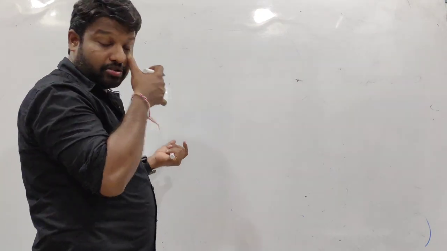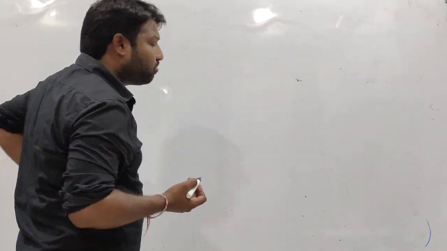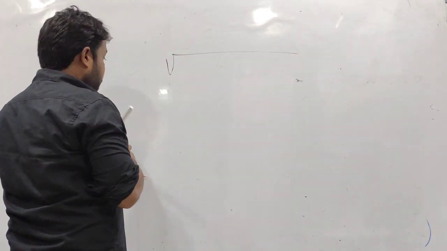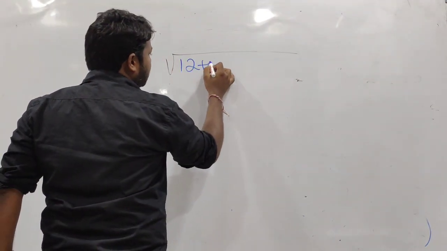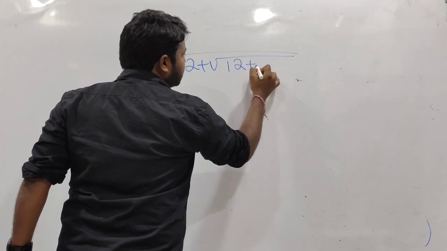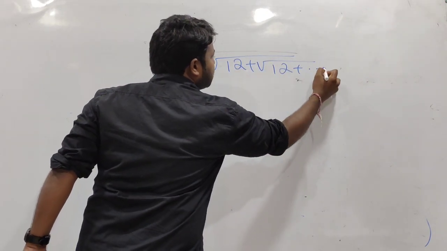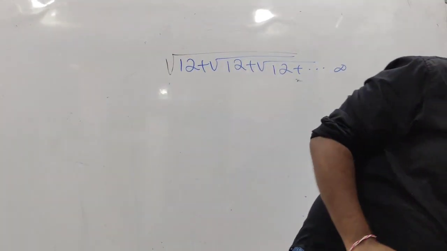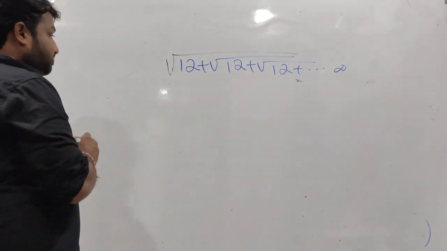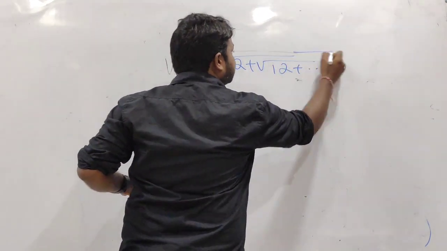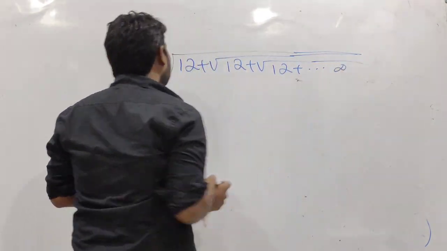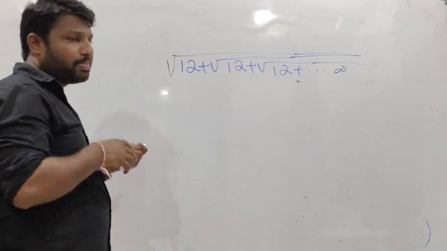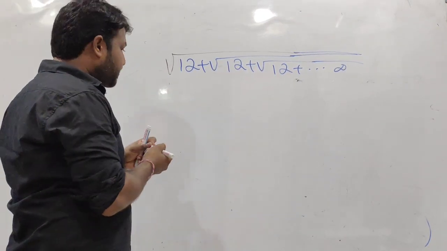Now for that problem I told you the basic method. Now I tell you how to write directly. What have they given? The same problem I am taking: root 12 plus root 12 plus root 12 plus so on up to infinity. Now I told you we got 4 as the answer. Now I tell you directly. You have to remember one formula. With derivation you will get the same thing.